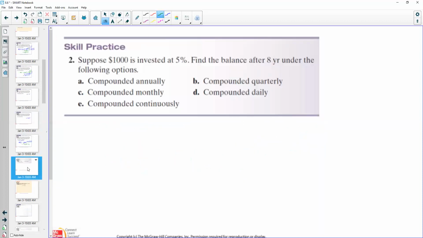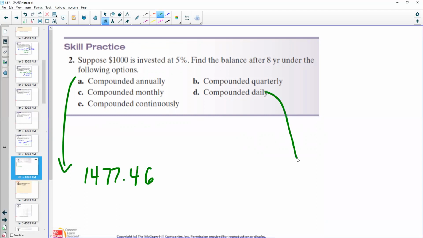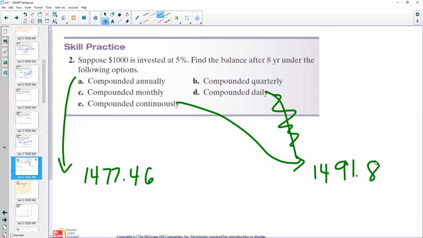All right. This is another example for you to try. The more you practice this, the better you will be at it. For A, when you are finished, you should have $1,477.46. For E, compounded continuously, you should have $1,491.82. Everybody else should be between them.